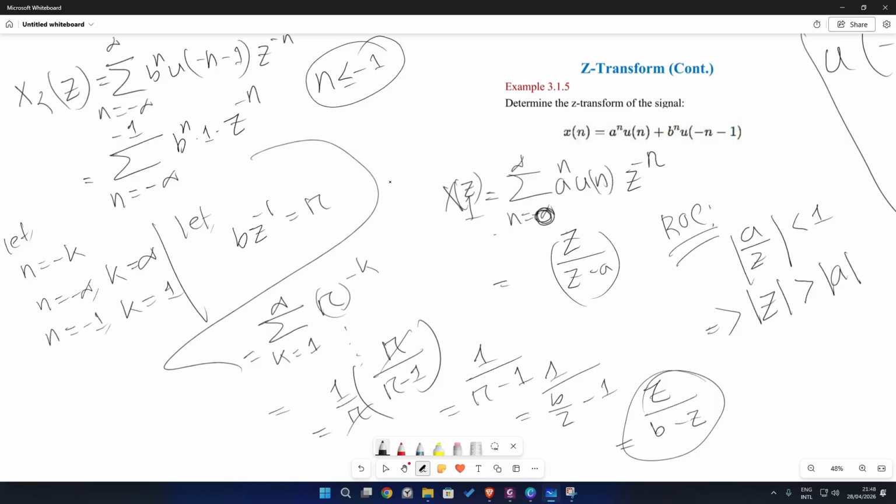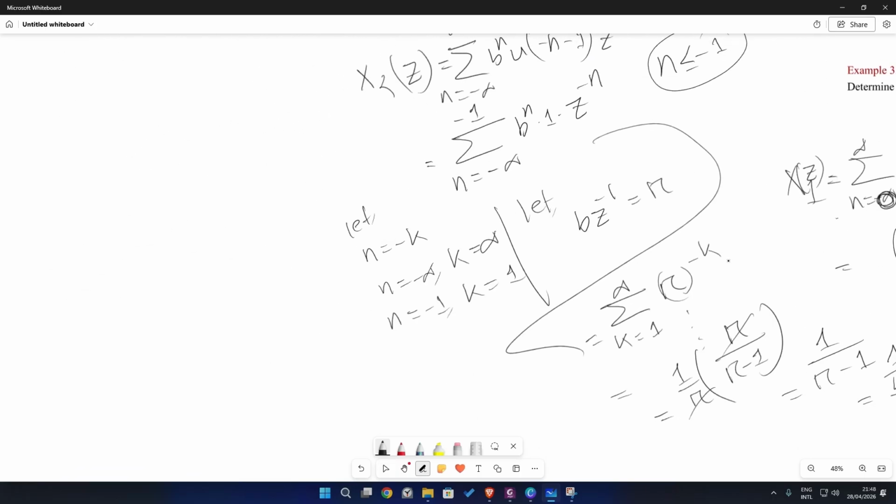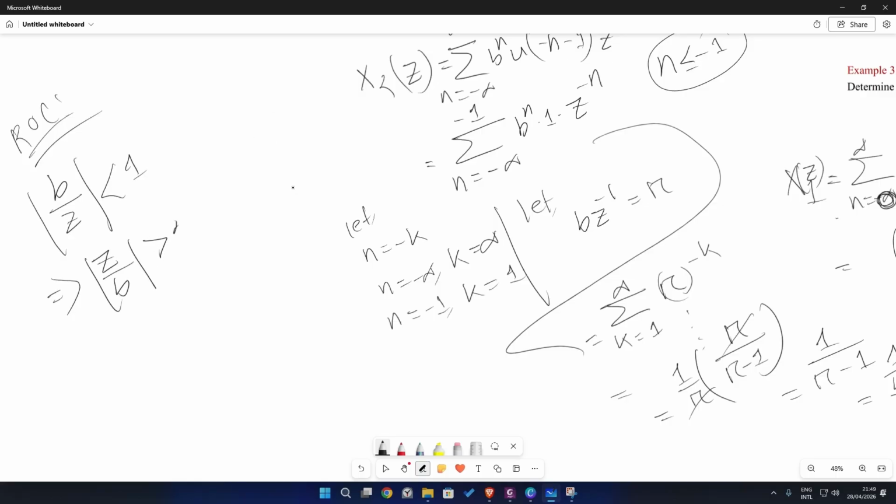And the ROC will be simply the common part less than 1. So what is the common part here? B by z. Modulus of b by z less than 1. So z by b less than 1. My mistake. So modulus of z will be less than modulus of b.